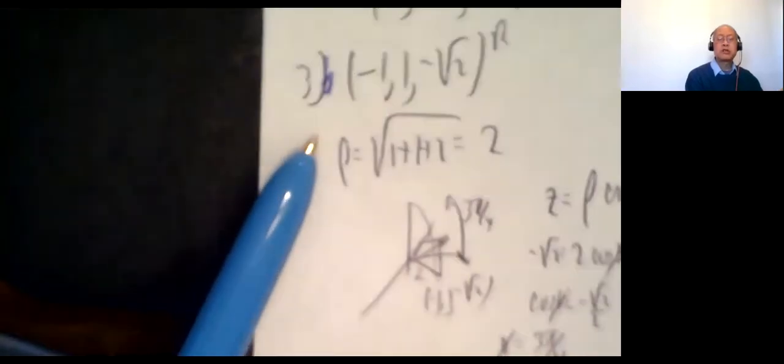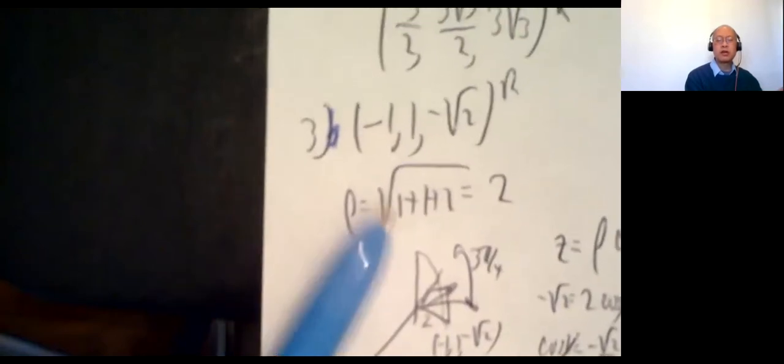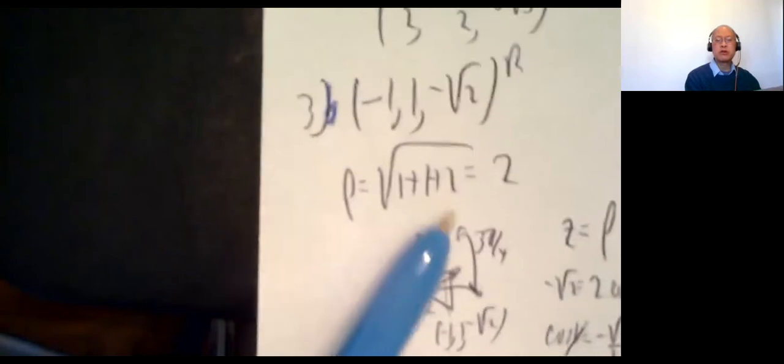All right, so the first thing I'm going to do is find rho. That's easy. Rho squared is x squared plus y squared plus z squared. So rho is a square root of -1 squared is 1, plus 1 squared is 1, plus negative radical 2 squared is 2. So I have the square root of 4, which is 2. So I'm 2 units away from the origin.